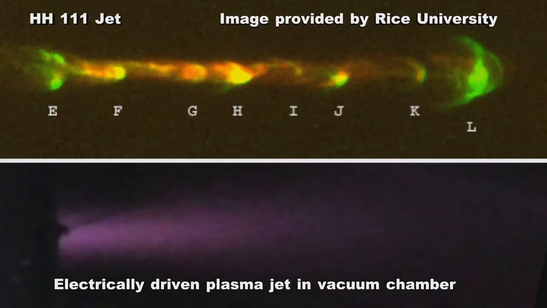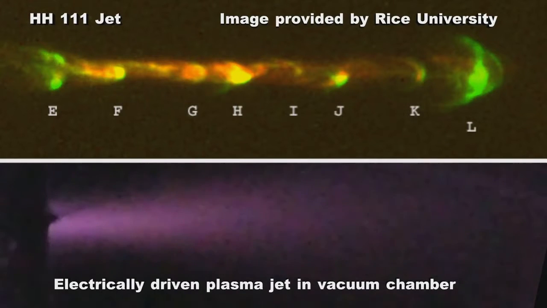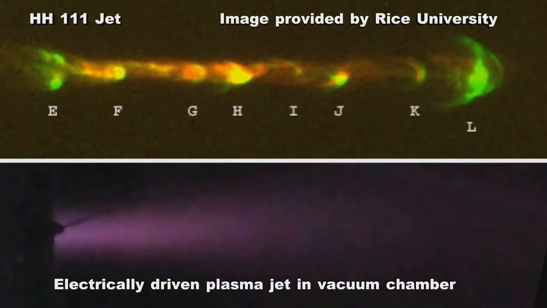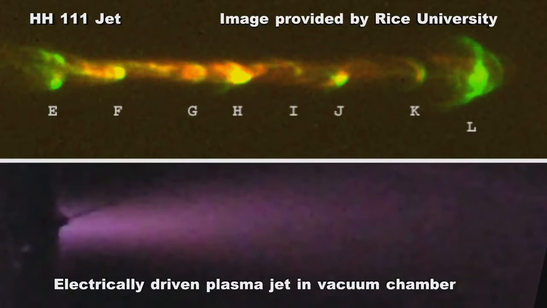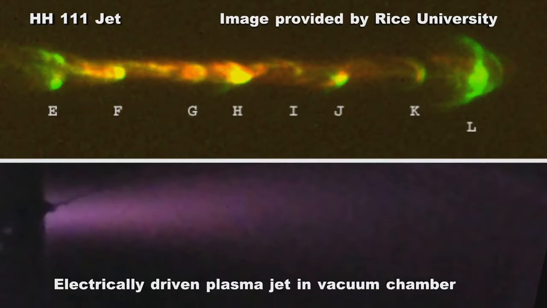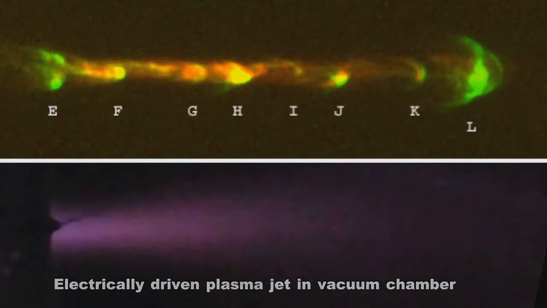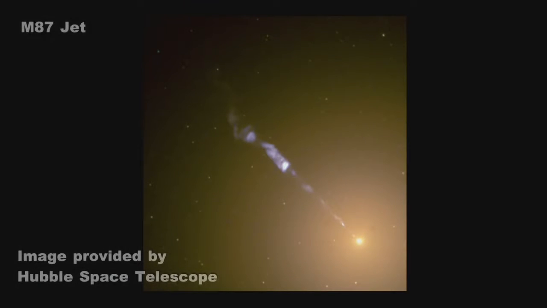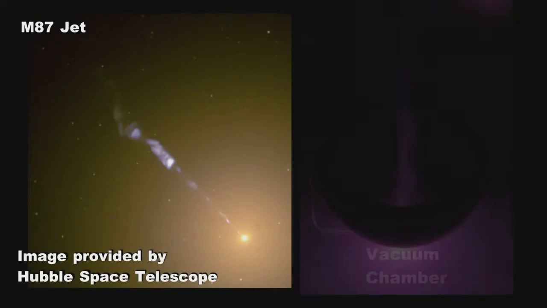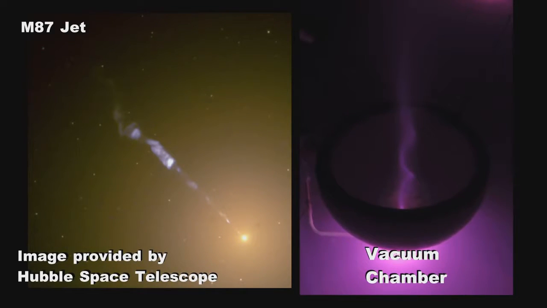The structure we see in the jet of HH111 does not fit with what would be found in an externally electrically driven plasma jet. So I must conclude that the jet of HH111 is not externally electrically driven. This same logic would apply to the jet of M87. This jet is not a continuous structure that would be expected if this was truly externally electrically driven, as the jet on the right is.